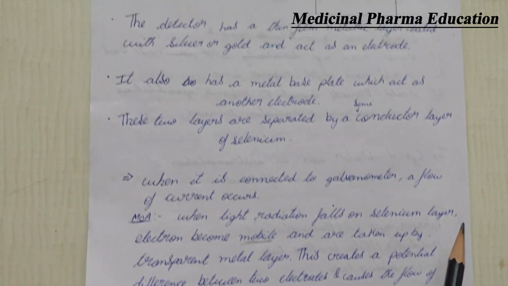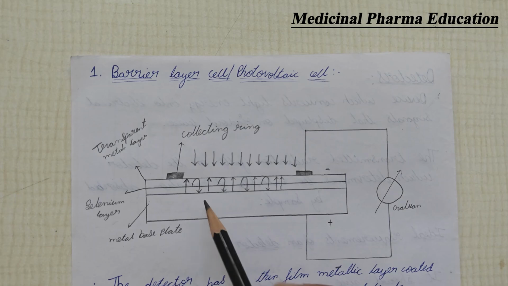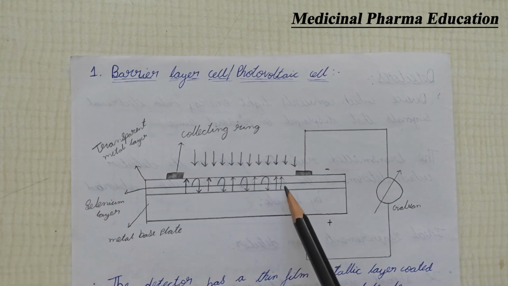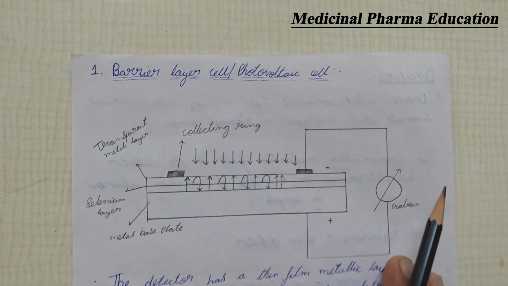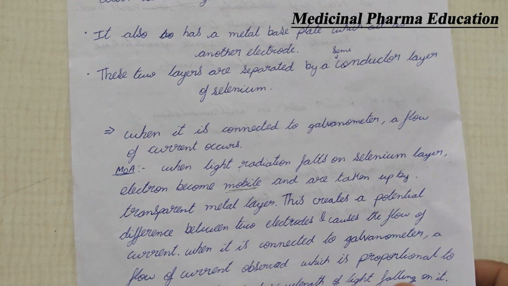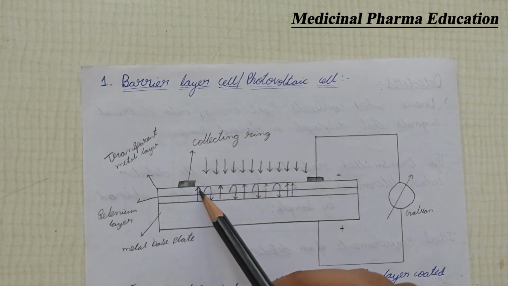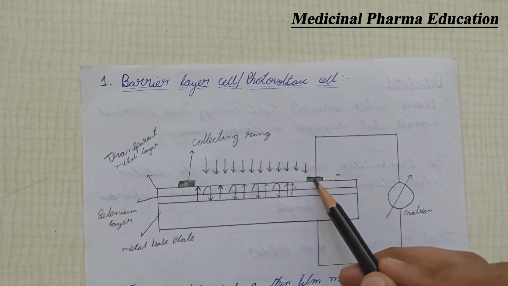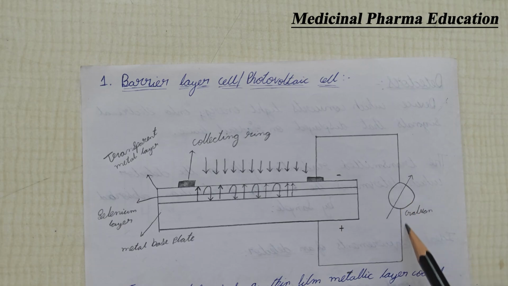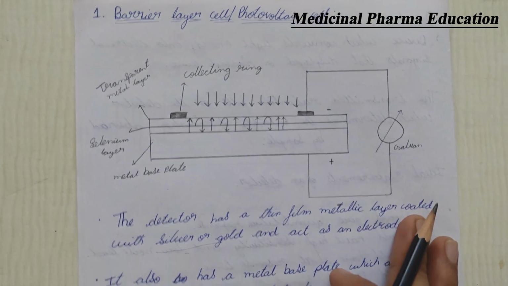I think I have understood the basic principle. I will explain it with the diagram. When the light falls on the silicon layer, here the electrons become mobile and are taken up by the transparent metallic layer. As these electrons are taken up by the transparent metallic layer, there is a change in the potential difference. The change in the potential difference causes production of current. The current is measured by the galvanometer. That's the basic principle.